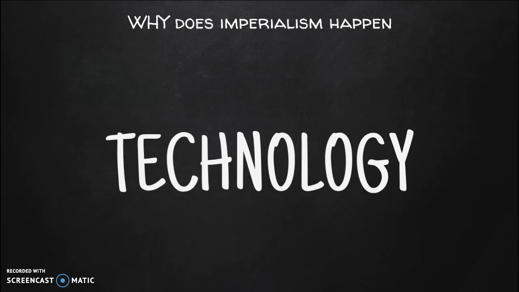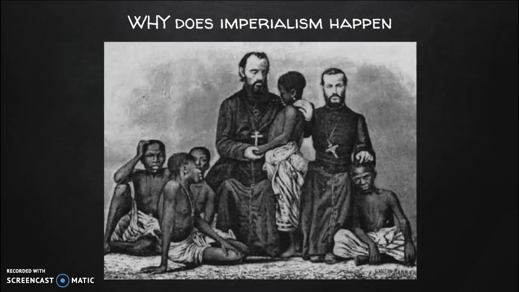All right, the final reason for imperialism is religion. Christian missionaries were on a mission to spread Christianity and keep Islam from spreading. The missionaries would go into these new areas and set up schools, churches, hospitals, as well as helping with social issues like sanitation.